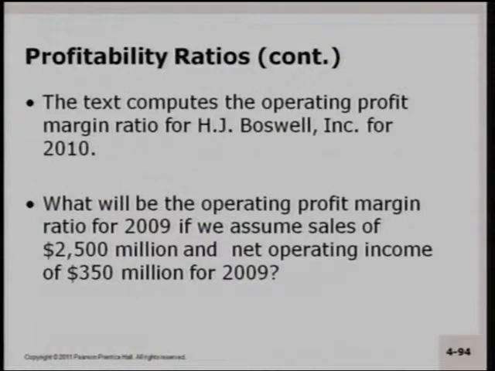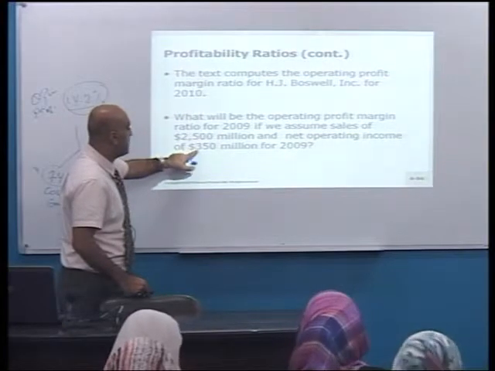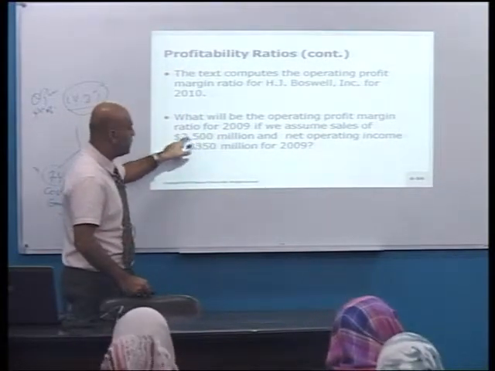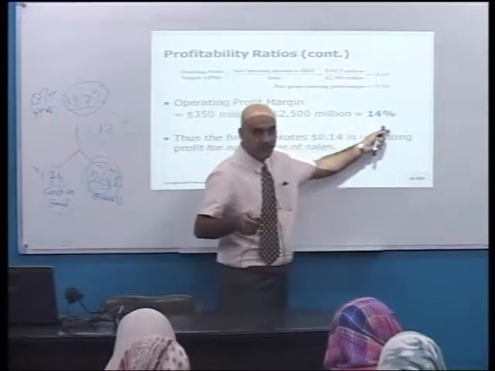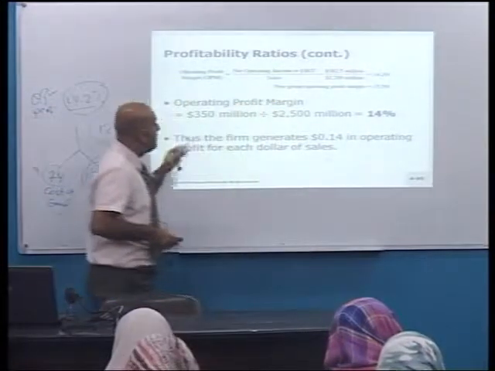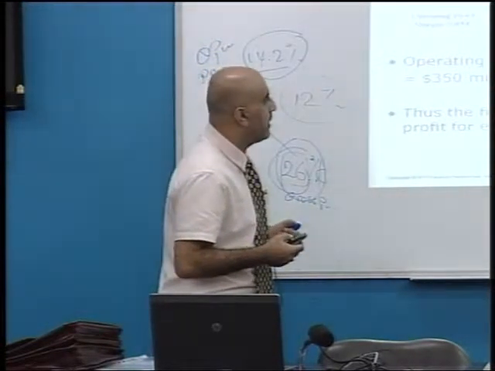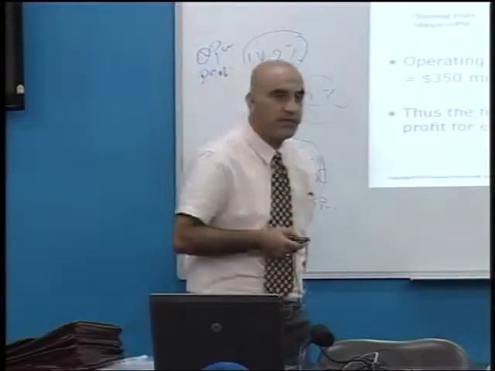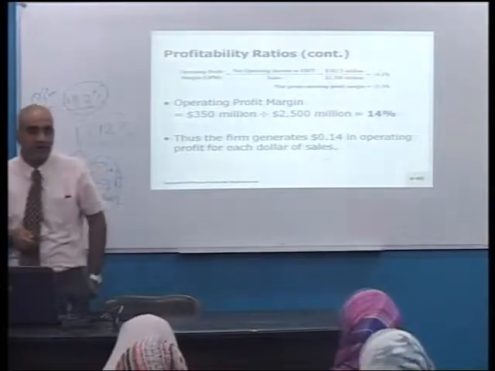For 2009, if we calculate the operating margin, if we assume sales is 2,500 and net operating income is 350, just divide 350 by 2,500. You get 14%. Again, the operating profit generates 14 cents from the sales. Thus, the firm generates 0.14 in operating profit for each dollar invested in sales.